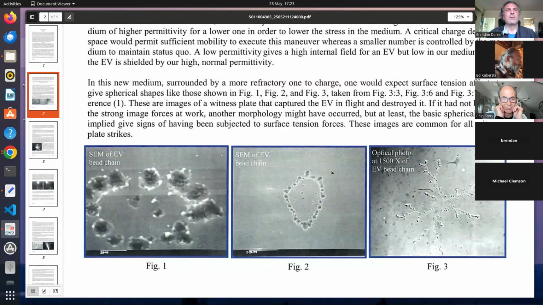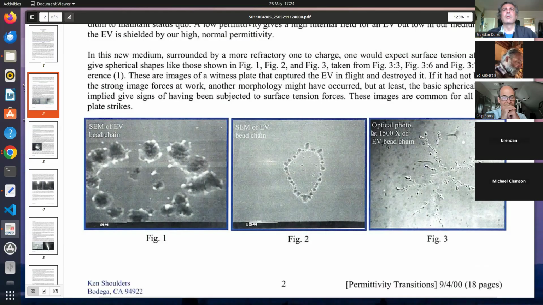Outside, in this new medium, surrounded by a more refractory one to charge, one would expect surface tension effects to give spherical shapes like those shown in Figures 1, 2, and 3. 1 and 2 are actual pictures of the EVs, and 3 is taken from Figure 3-6, Figure 3-7, and Reference 1. These are images of a witness plate that captured the EV in flight and destroyed it. So he's talking about the Figure 3 there, and the other two actually show the EVs.